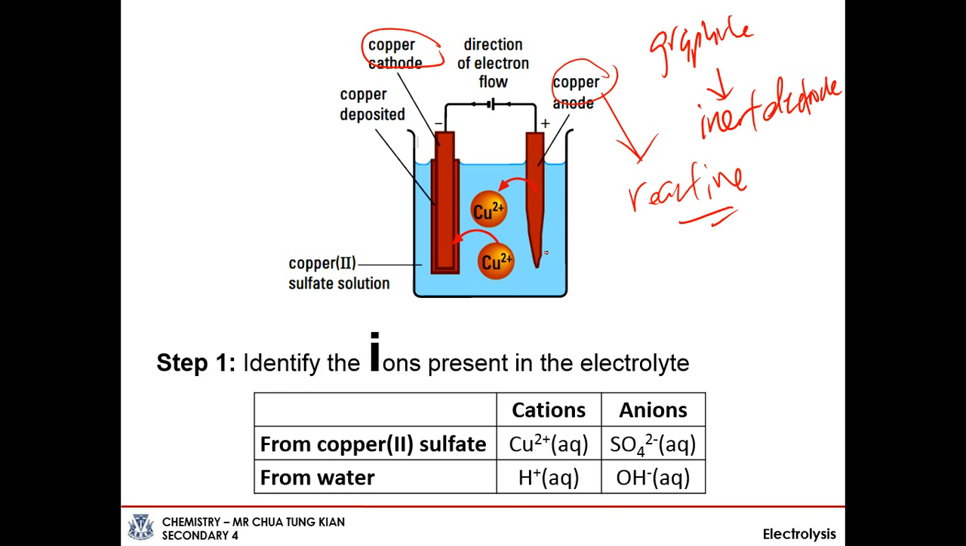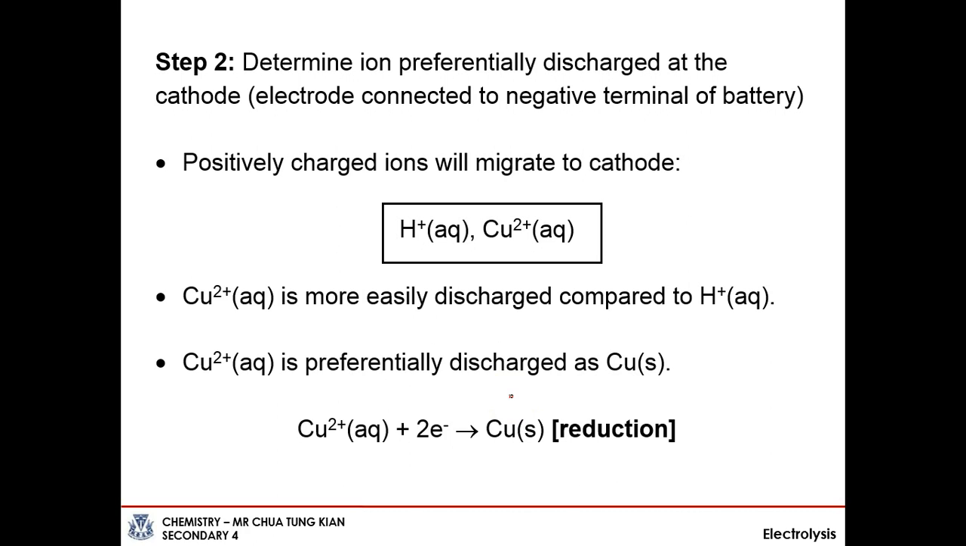So let's analyze the question again. Let's start with the ions. You have Cu2+ and SO4 2-, H+ and OH-, still the same. Ions are unchanged. At the cathode, what happens? H+ and Cu2+ ions migrate to the cathode, and reduction occurs at the cathode. Cu2+ is preferentially discharged. It's lower in the series compared to H+, so this is preferentially discharged.